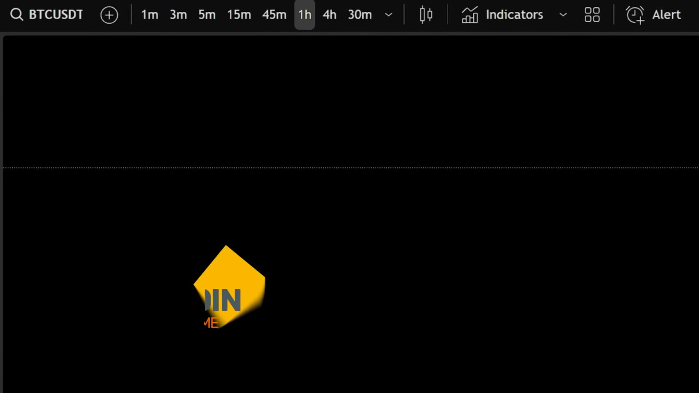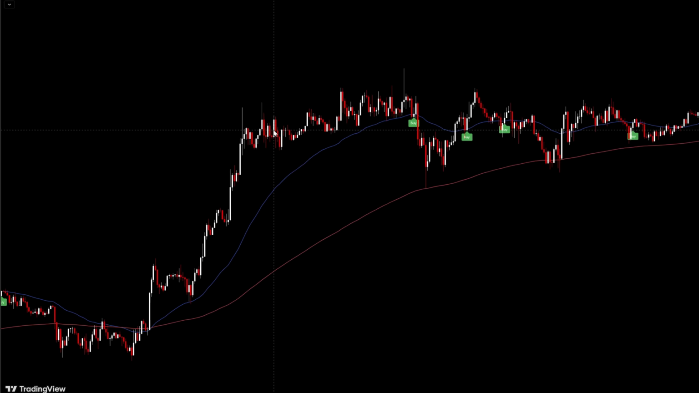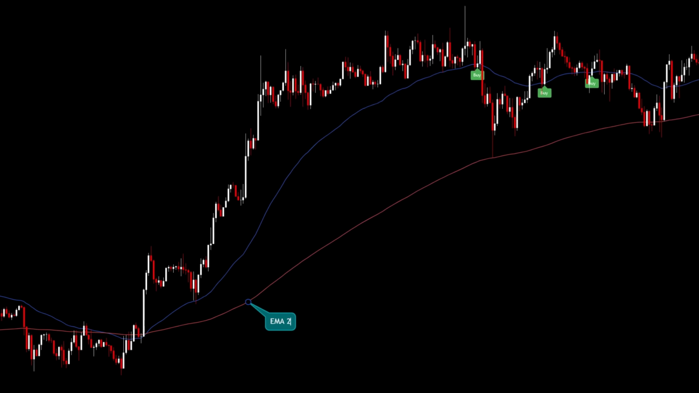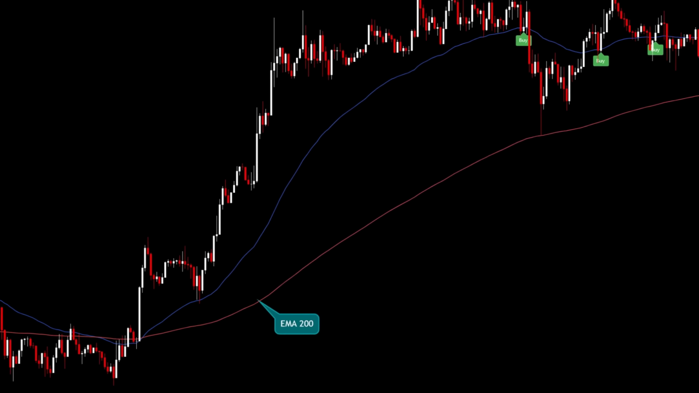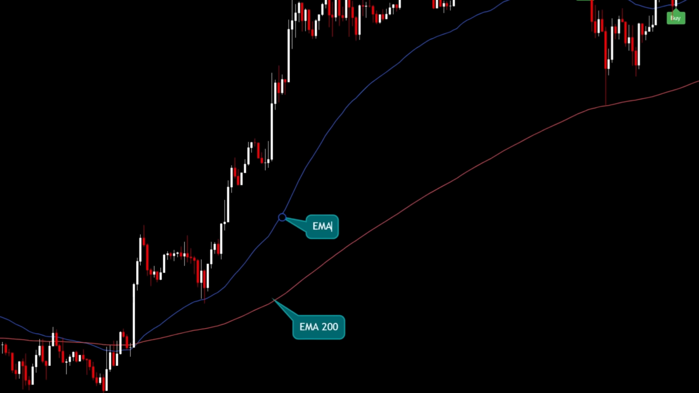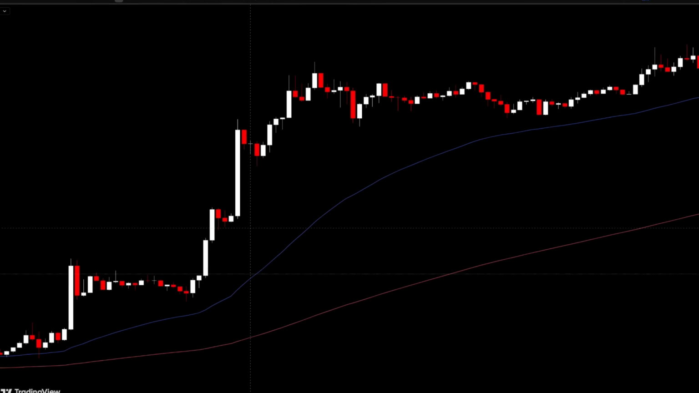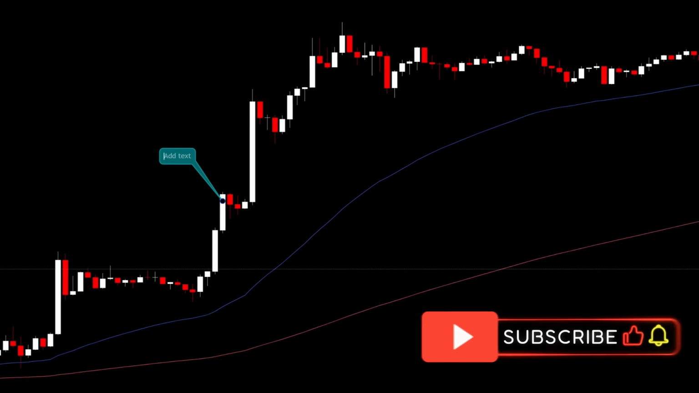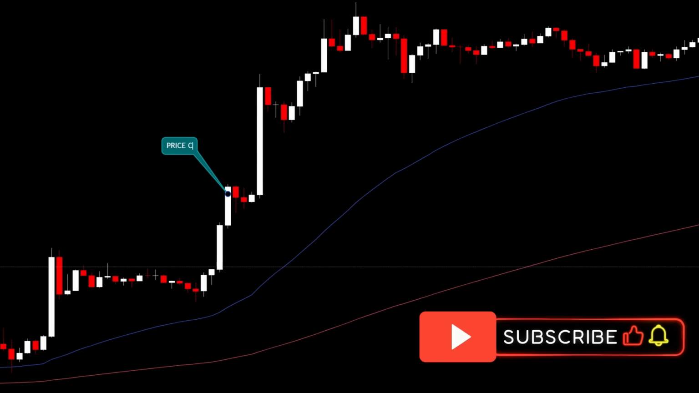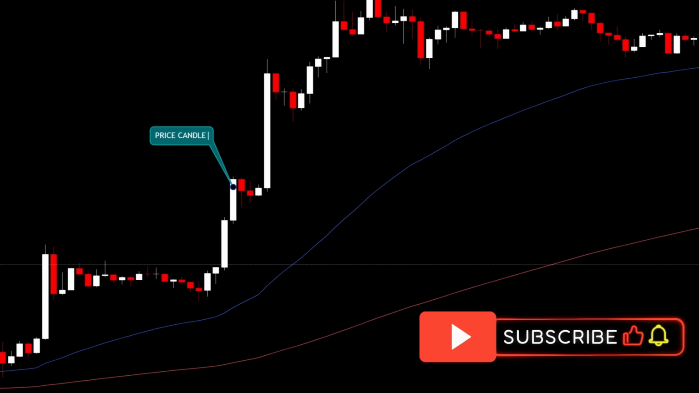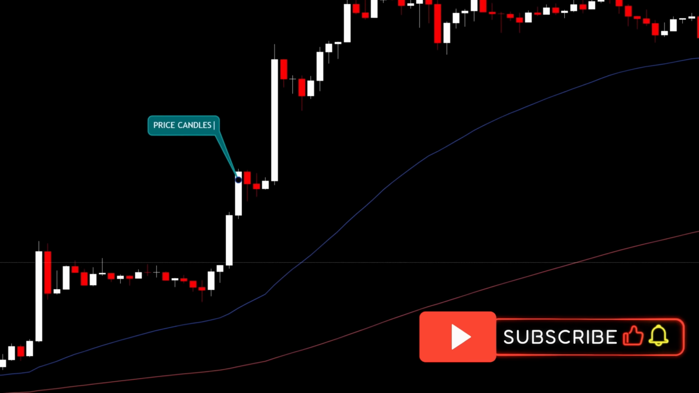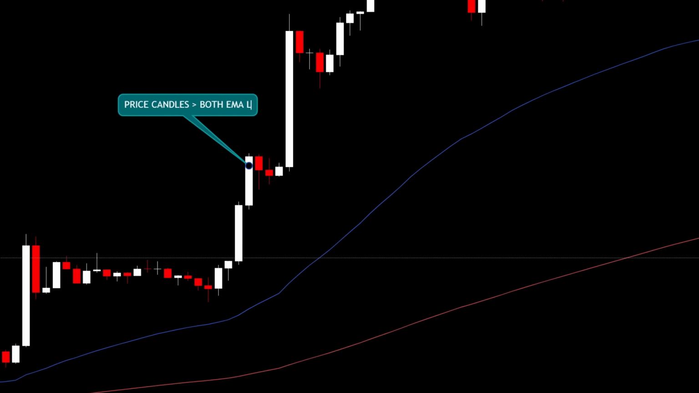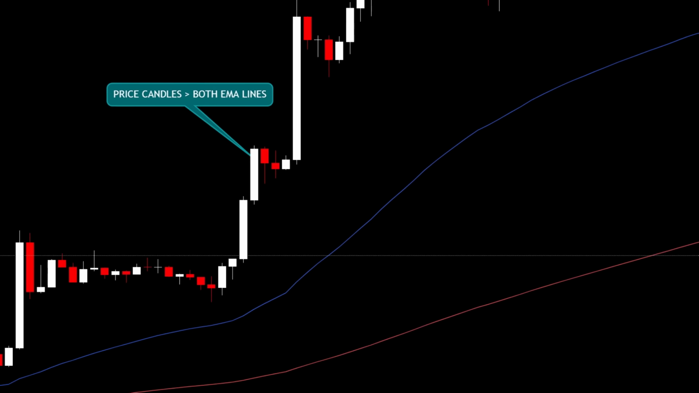Here's the BTC chart on the 1 hour time frame. You'll see two moving averages, the 200 EMA and the 50 EMA. So, how do these moving averages fit into a scalping trading strategy? The rules are straightforward. When price candles are above both the 200 EMA and the 50 EMA, that shows us the midterm trend is up. So, we only look for buy setups.